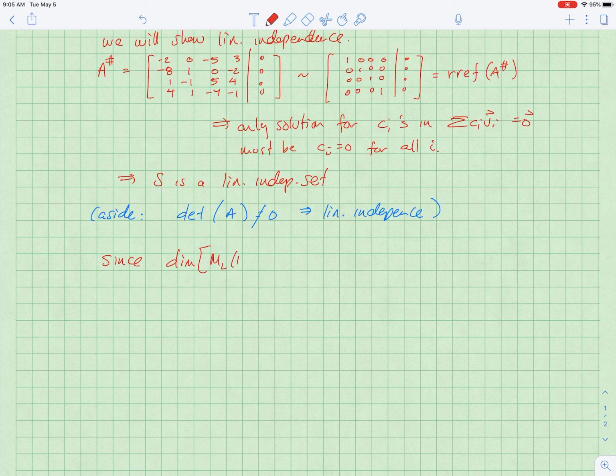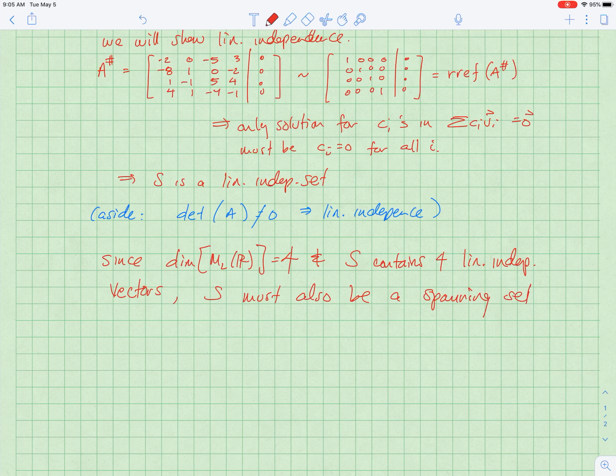Let's see, and then continuing on, using our theorem, since the dimension of M2R is 4 and S contains 4 linearly independent vectors, S must also be a spanning set, in which case S is a basis for M2R. The end.